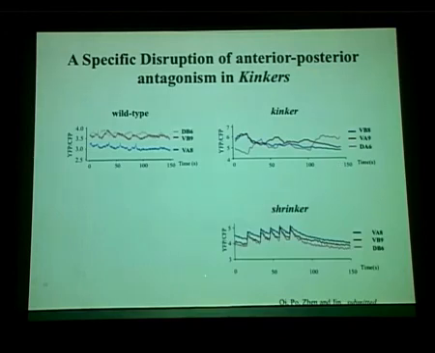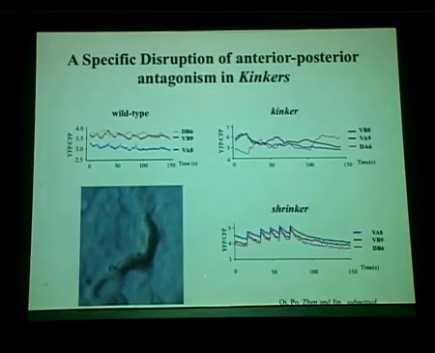And we do actually have a very interesting C. elegans mutant that disrupts all this coordination. So all the A and B and the V class and D class are synchronously firing. And when that fires, what you see is an animal that's generating a shrinker phenotype.